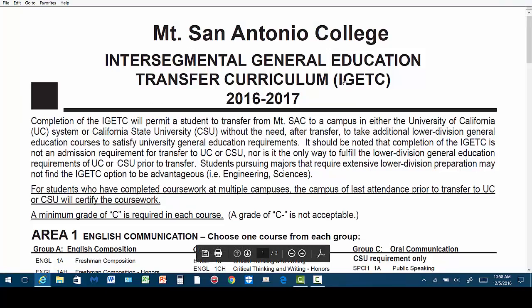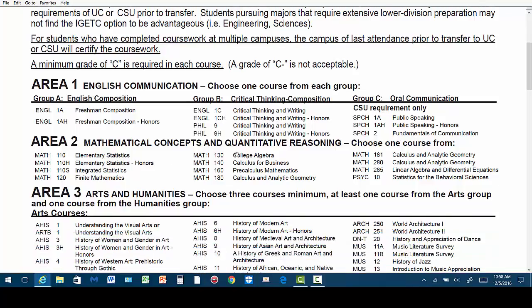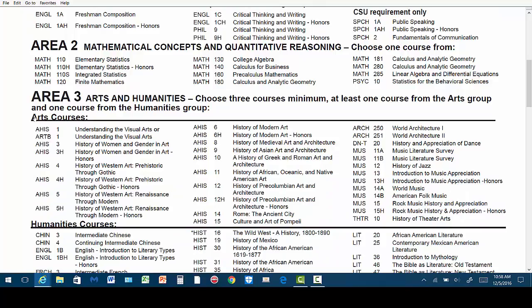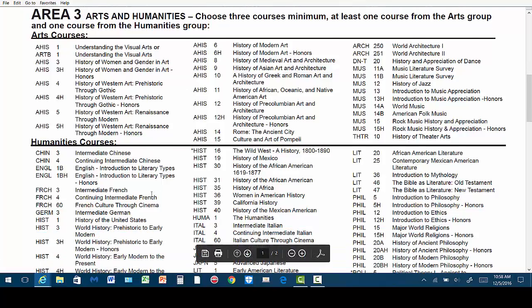This general education is called IGETC, the short form of Intersegmental General Education Transfer Curriculum. Area 1, 3 classes, a class from Group A, a class from Group B, and a class from Group C. The instructions are here. Area 2, according to instructions again, 1 math class. Area 3, 2 classes, a class from Arts and a class from Humanities, but one needs 3 classes. So that could translate into 2 classes chosen from Arts and 1 from Humanities, or vice versa.